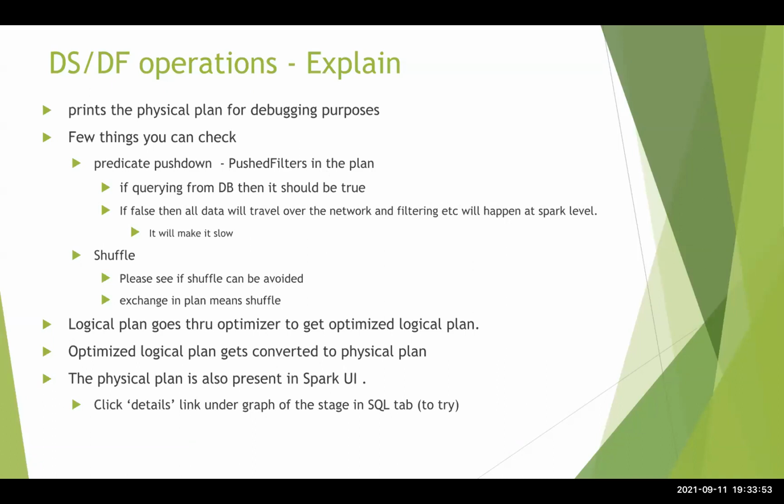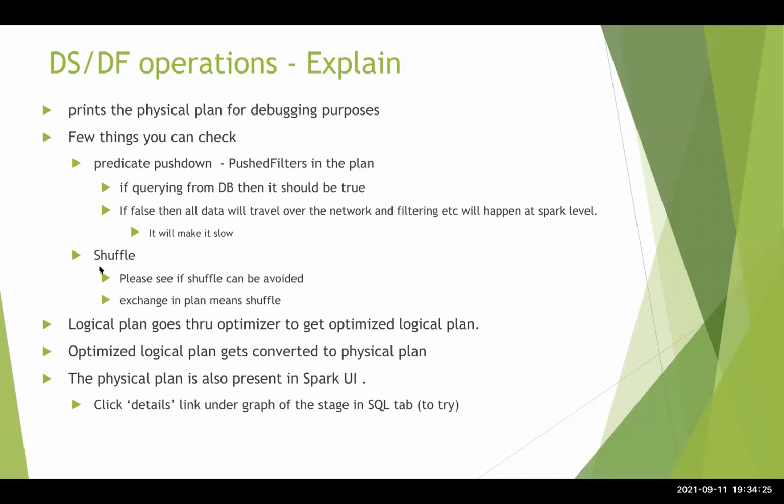If you're querying from a database and you're specifying a where condition, then preferably you want this pushed filter, which means a predicate push down, to be true, because you want the where condition to be evaluated at the database server itself, not after fetching all the data in Spark and then doing the filter. It's unnecessary, will cause a lot of network IO, and also it will be slow. So if you see this as false, then all the data will travel over the network and filtering etc. will happen at the Spark level, which will make it slow.